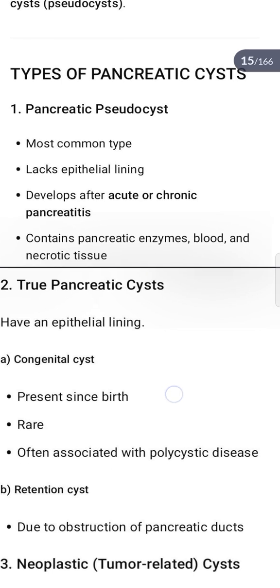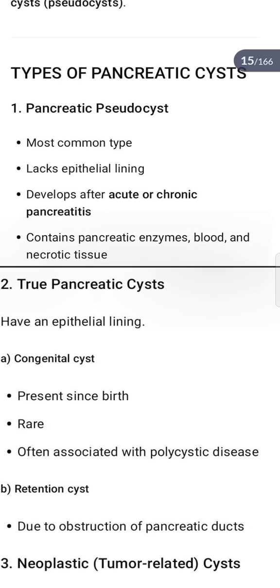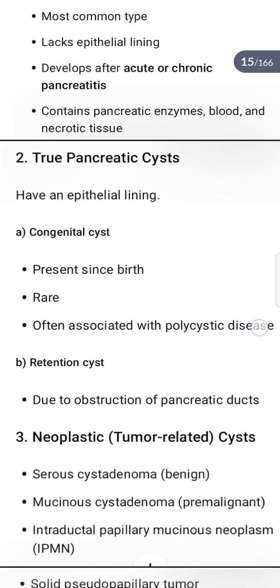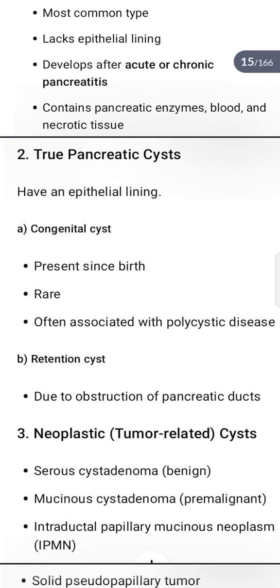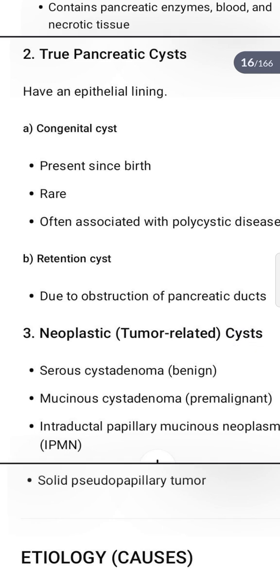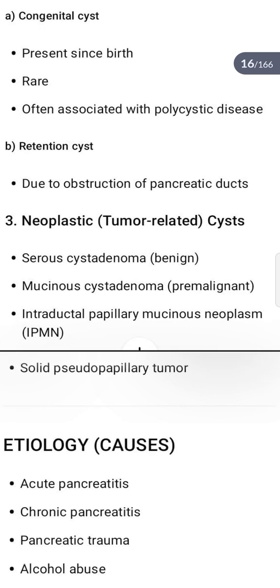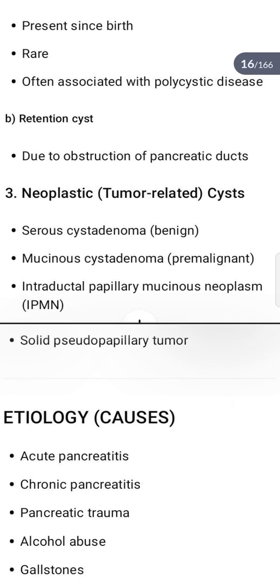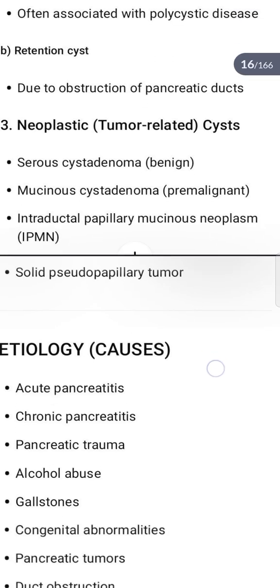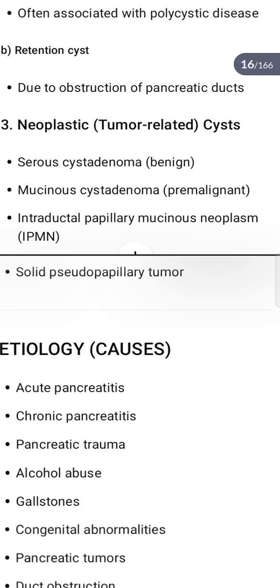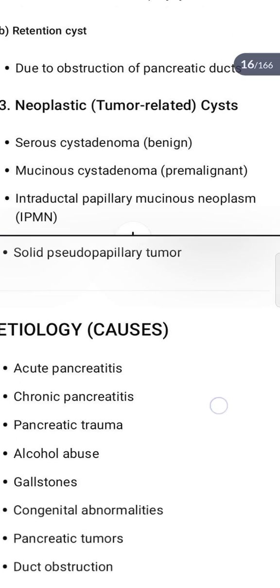So types of pancreatic cyst: pancreatic pseudocysts are the most common, lack epithelial lining, developed after acute or chronic pancreatitis, and contain pancreatic enzyme, blood and necrotic tissue. In true pancreatic cyst we are having an epithelial lining. There can be congenital cyst that is present since birth. It is rare and often associated with polycystic disease. We are having retention cyst due to obstruction of the pancreatic duct. Neoplastic cysts are tumor-related cysts like serous cystadenoma that can be benign, and mucinous cystadenoma that can be pre-malignant.